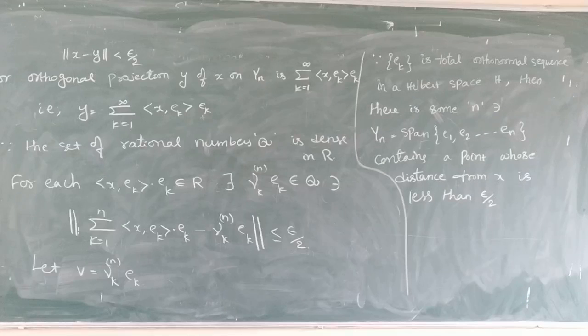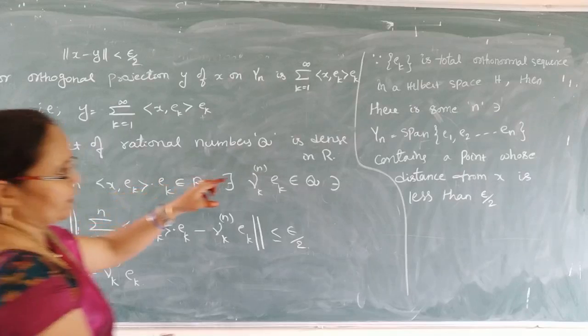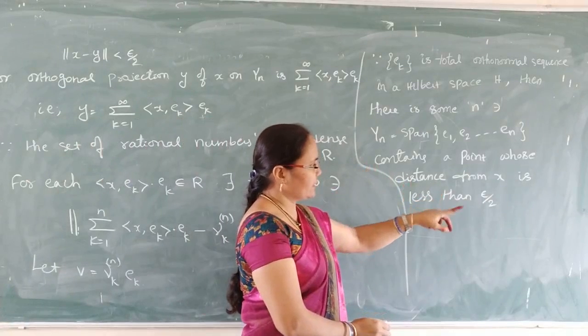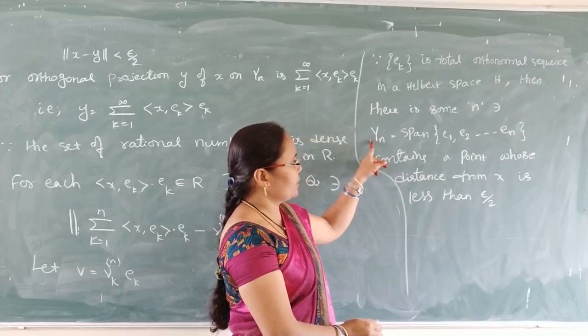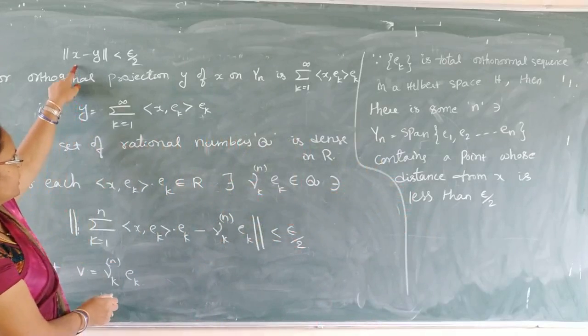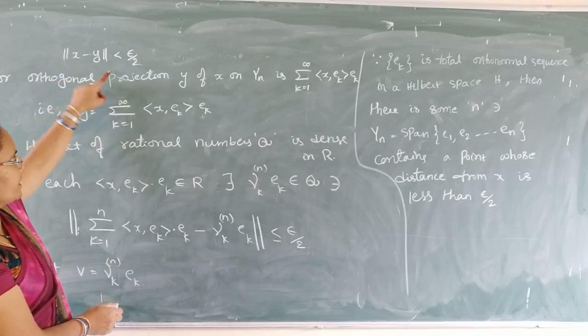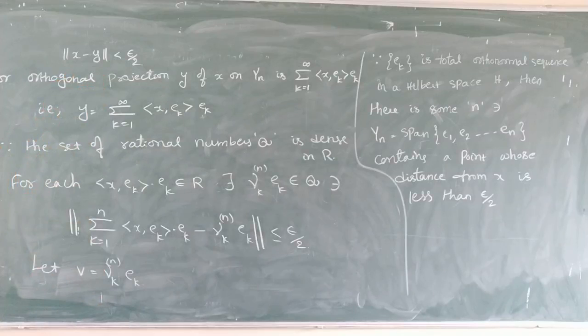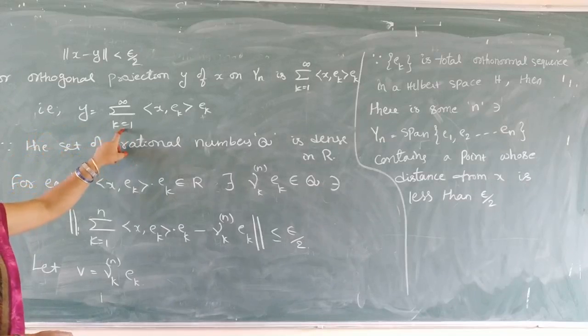So gamma n contains a point whose distance from x is less than epsilon by 2. We take that point to be y. The distance from y to x is less than epsilon by 2. Symbolically, norm of x minus y is less than epsilon by 2. Next, for the orthogonal projection y of x, y is the summation k equal to 1 to infinity of inner product x comma e_k into e_k.